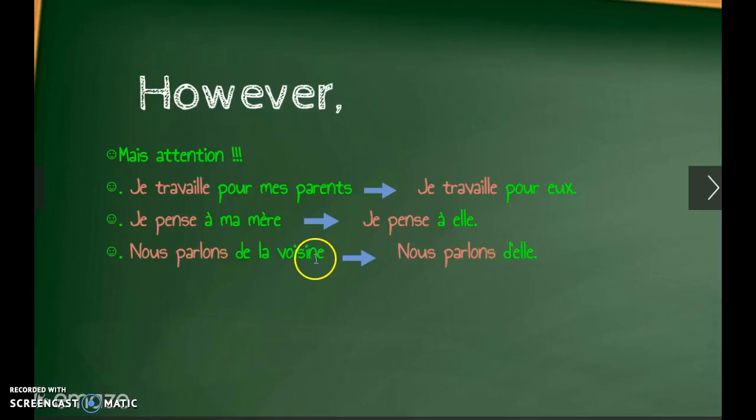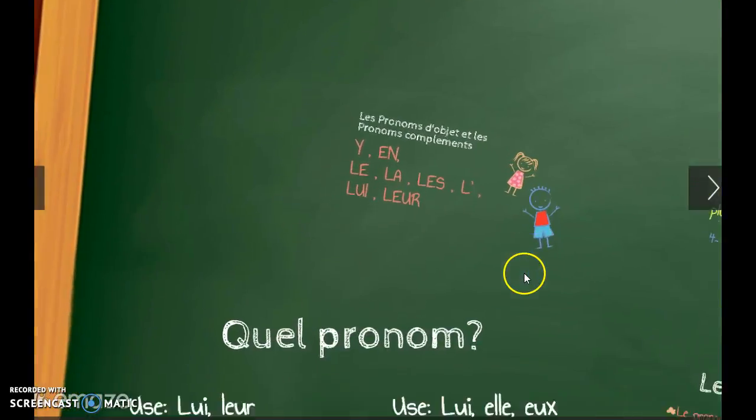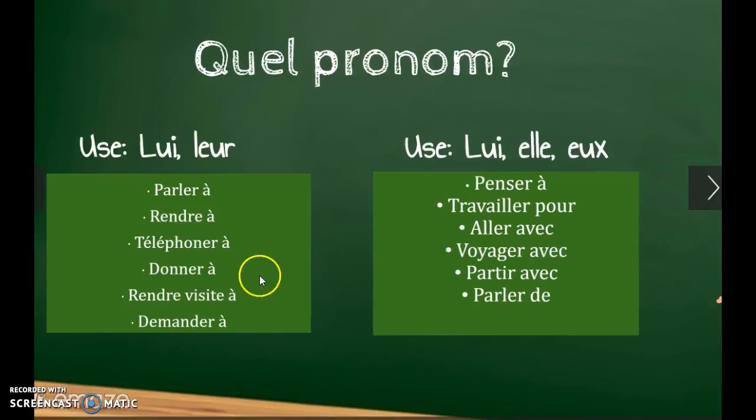Now I'm going to show you those verbs that go with the pronouns. There are some verbs that need to go with certain pronouns. So with these verbs here you need to use lui or leur, and with these verbs here you need to use lui, elle, and eux. So they are really important. It is very important for you guys to know which verb to use with what pronoun. And you need to keep this chart handy at all times.